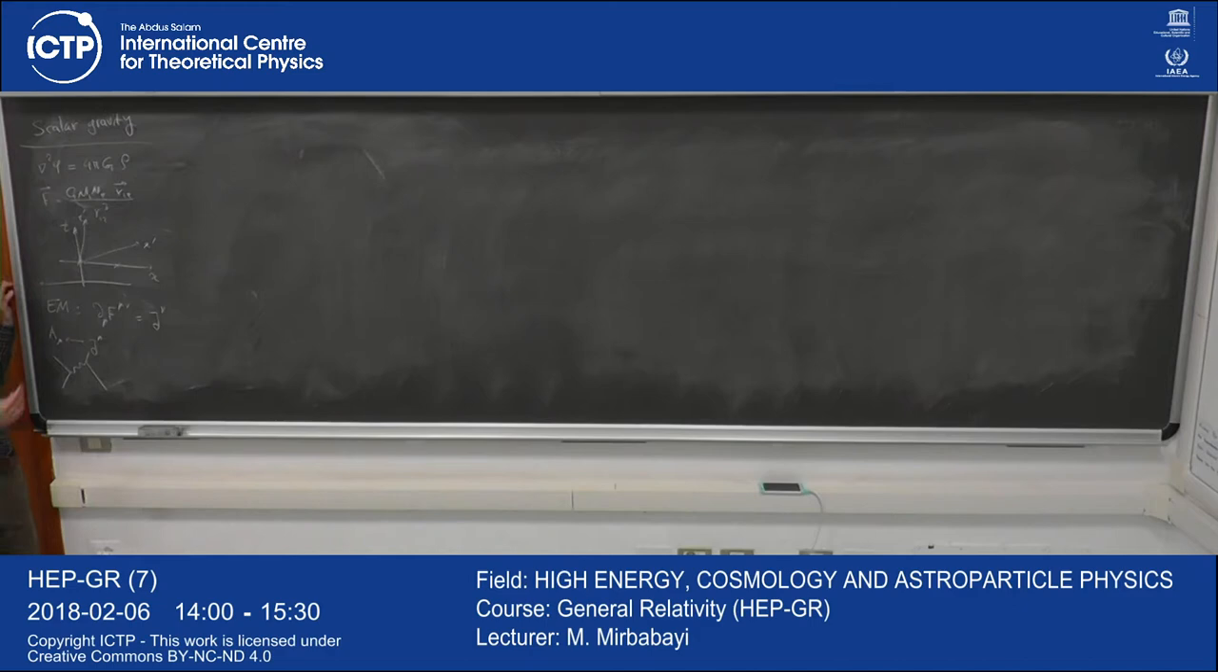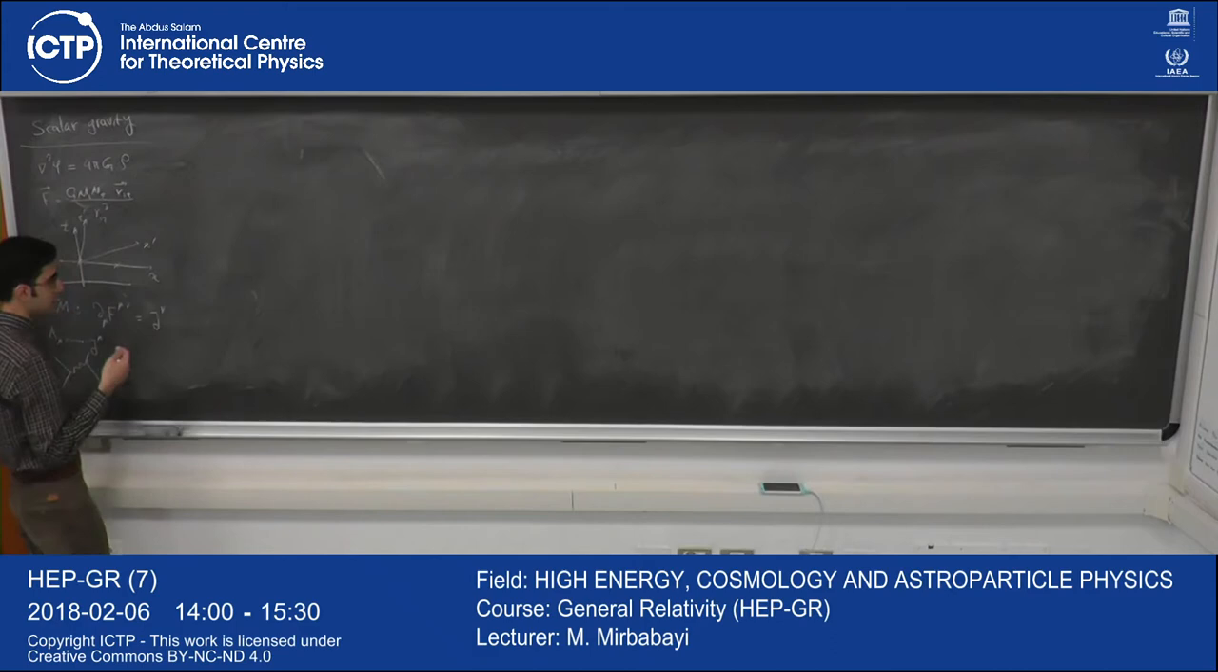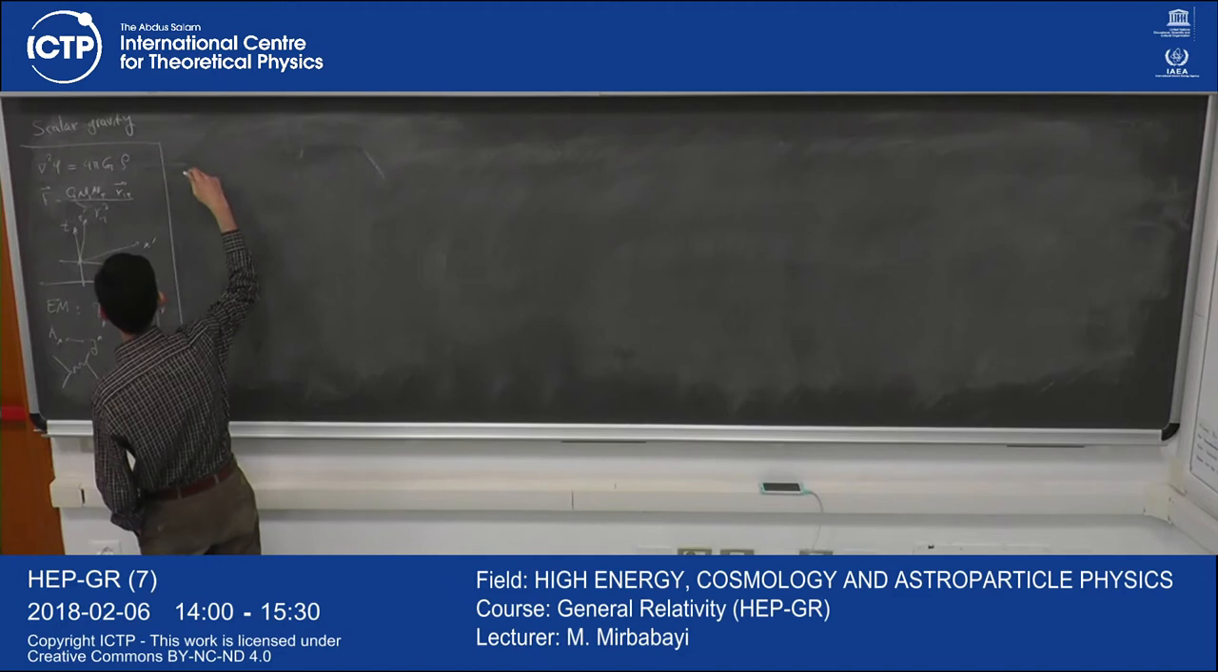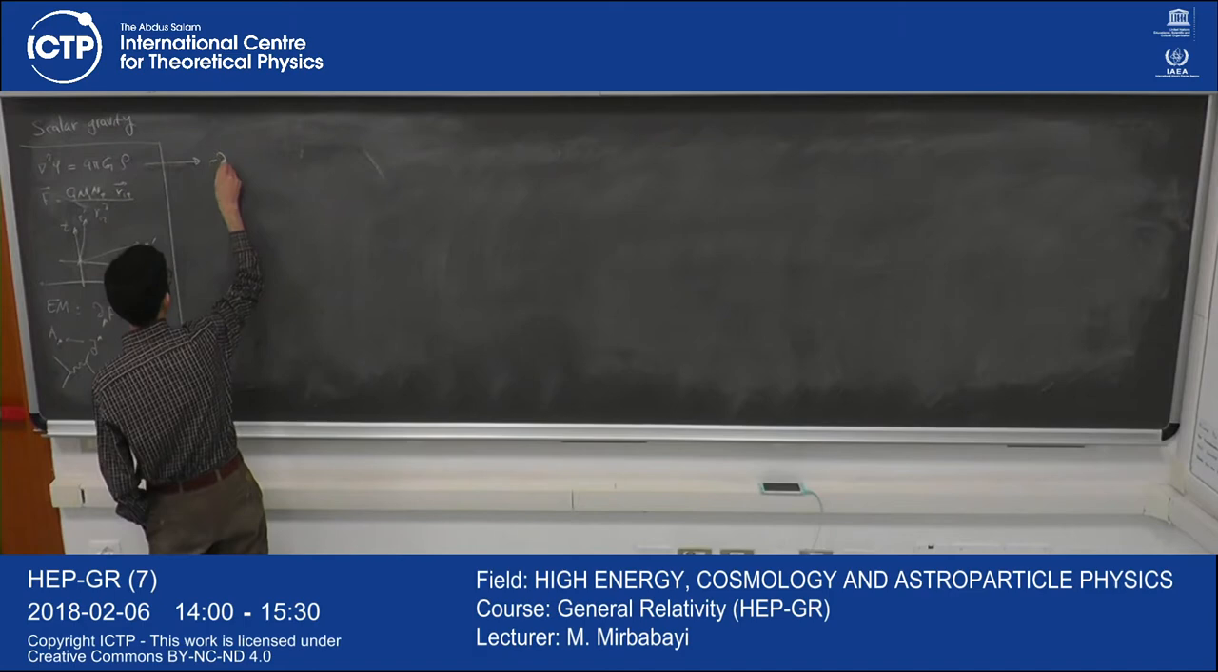Spin one is not good because it gives repulsion between positive charges, while we know that positive masses attract. So one is ruled out. Zero is not ruled out, and it's even easier than one. So the simplest thing to consider is a scalar gravity. And we know that at the linear level, that is described by a Klein-Gordon equation. So this equation goes into a Klein-Gordon equation with a source.